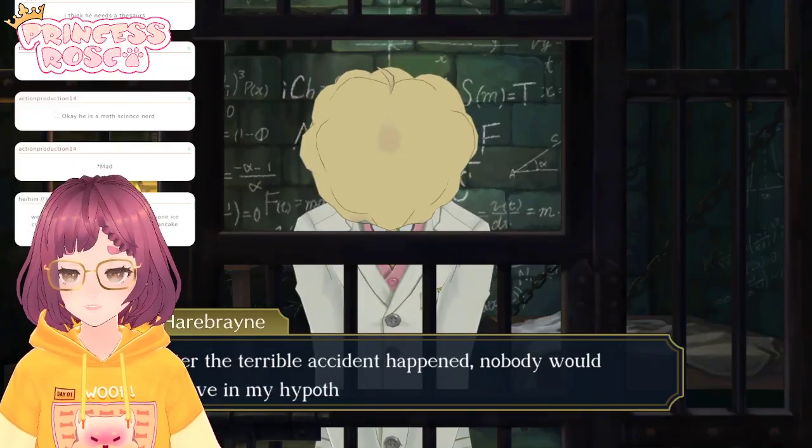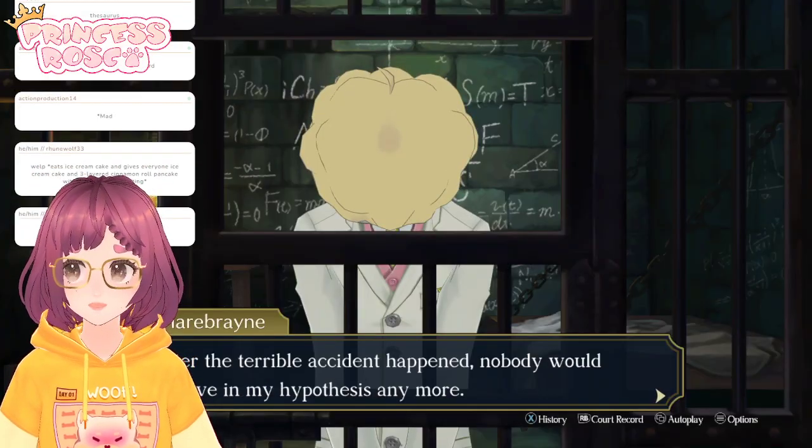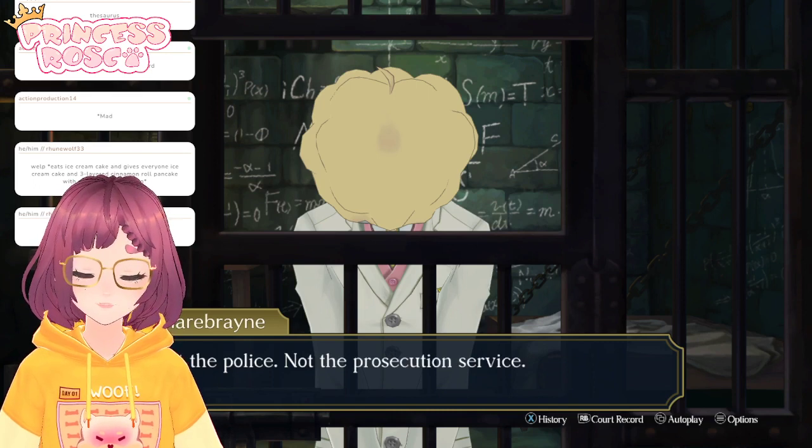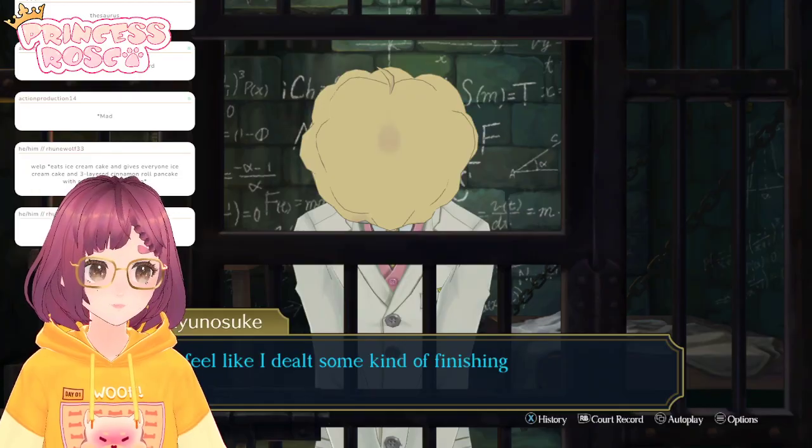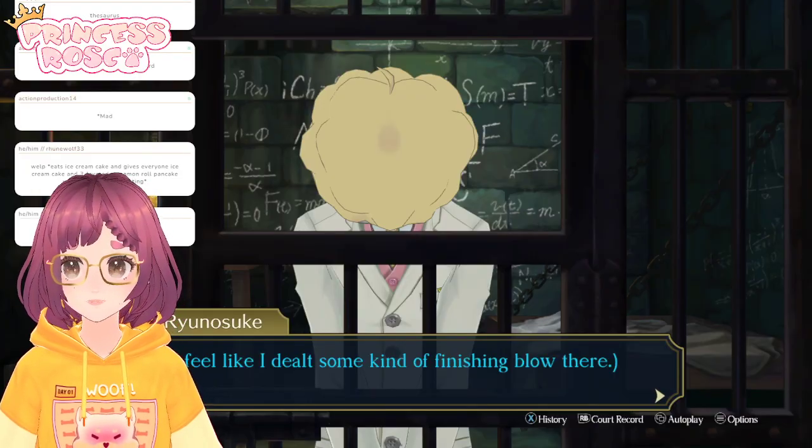After the terrible accident happened, nobody would believe in my hypothesis anymore. Not the police, not the prosecution service, not any lawyers even. I feel like I dealt some kind of finishing blow there.